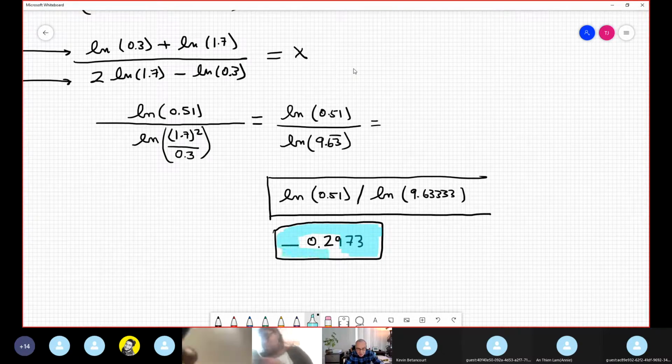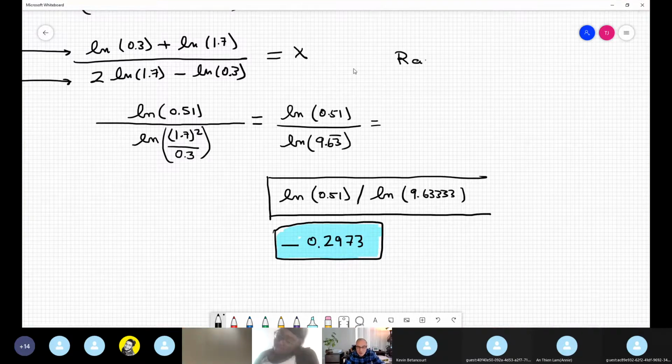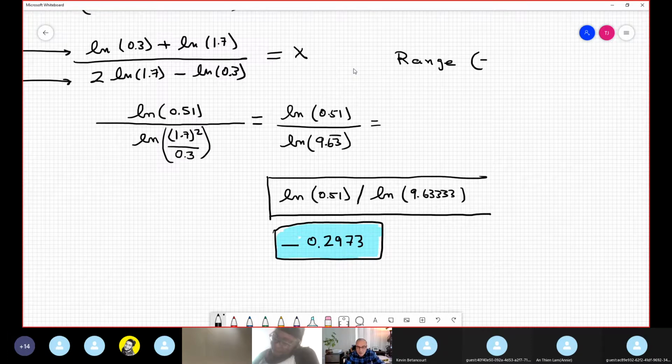Well, let me analyze why. What is the reason, professor, that the answer is negative? Is it possible that the answer is negative? Yes, it's possible, because remember, the range of the logarithm function is all real numbers. Some logarithms are positive or some logarithms are negative. But let me try to understand in detail what is the reason it's negative.